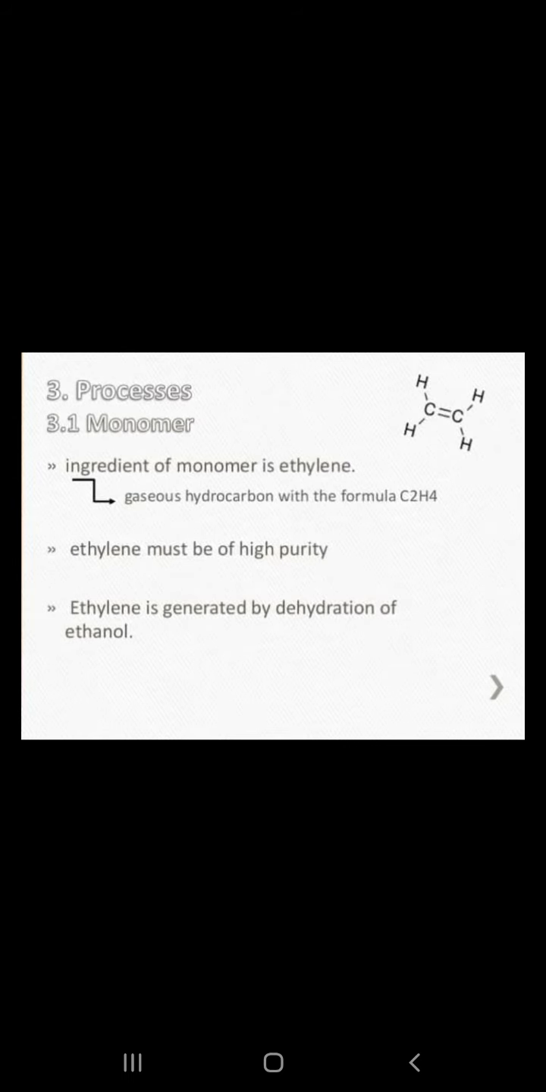Process of polymerization. The monomer units connect to convert to polythene. The monomer is ethene, a gaseous hydrocarbon with the formula C2H4. Ethene must be of high purity. Ethylene is generated by dehydration of ethanol.